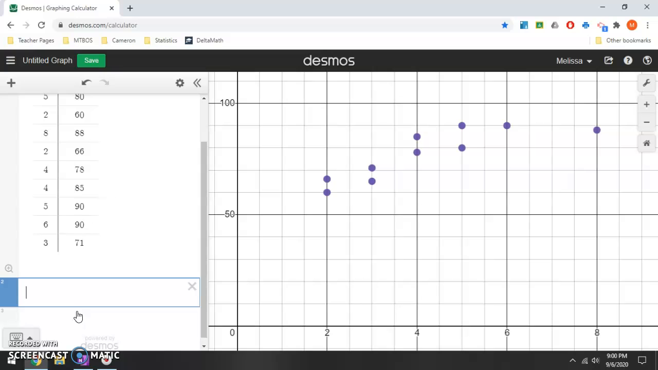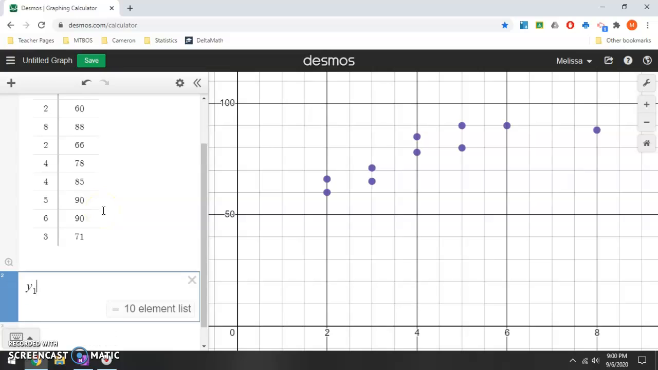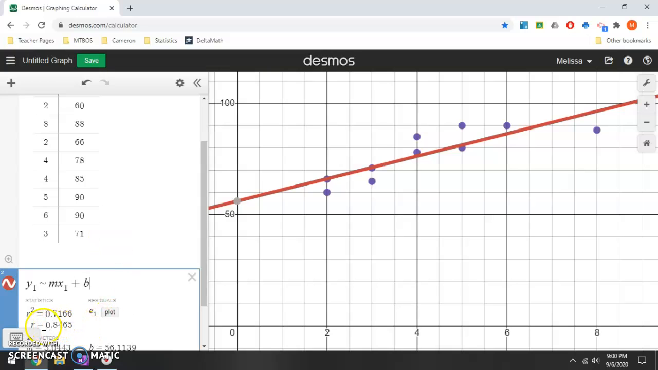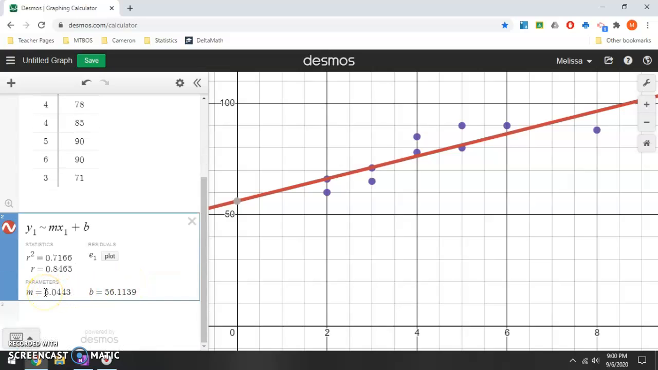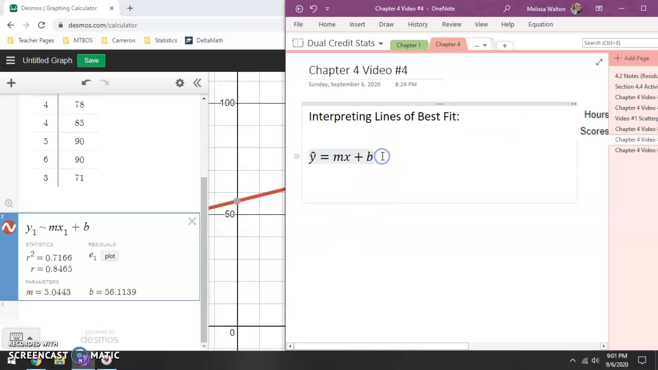All right, let's go ahead and calculate that line of best fit. So we are trying to predict y sub 1. Y sub 1 is approximately mx sub 1 plus b. Our R value is 0.846, so that's telling me it's a pretty strong relationship. And looking at this, our slope is 5.04, and our y-intercept is 56.11. I'm going to go ahead and type that in just so we have that on record, and then we're going to use that in just a minute. So first off, our slope was 5.04. I'm going to round to 2 decimal places. And our y-intercept is 56.11.